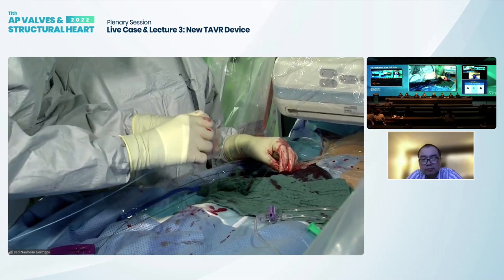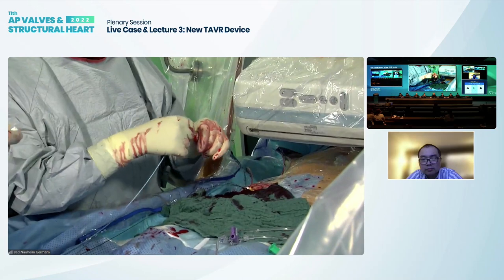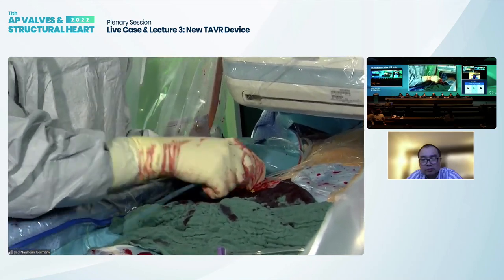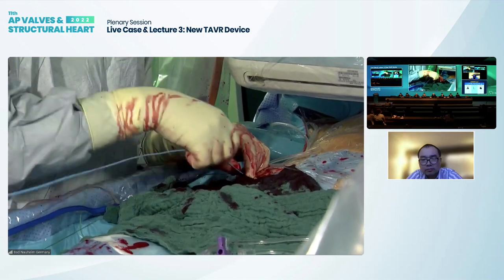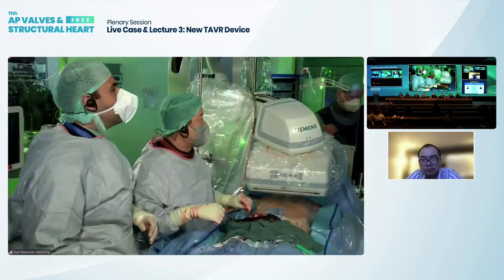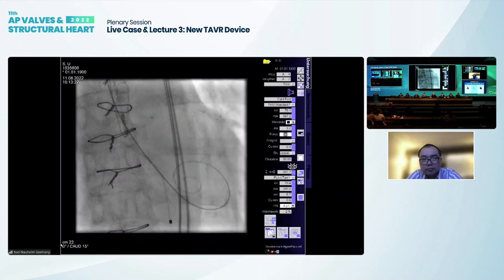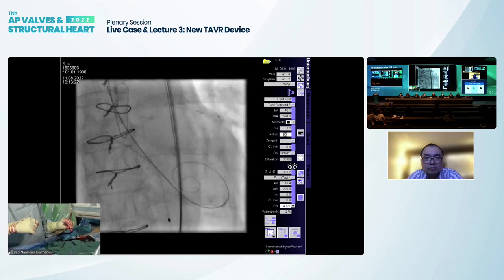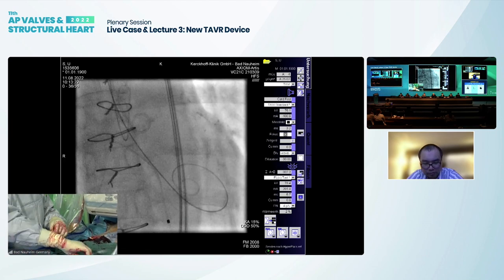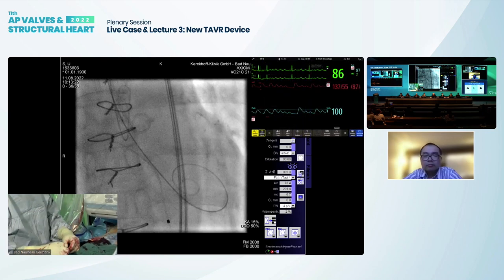Okay, good. You can see we recently started to do the cases only in local anesthesia. So we try to avoid even analgosedation. And the rationale behind this is that patients can tell when they have pain. And this might also increase the hemodynamic stability. Sometimes patients were sedated very deeply.